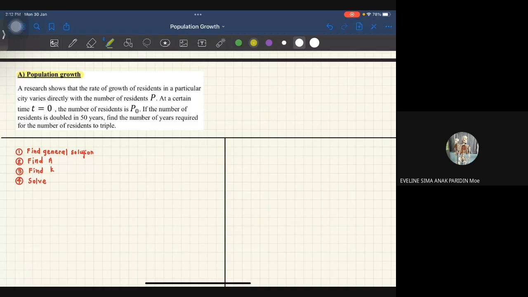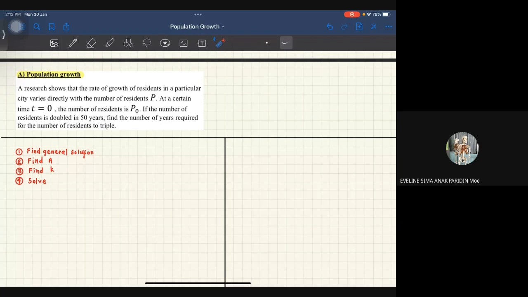Okay, so saya listkan empat steps yang kita kena follow in order for us to solve this kind of applications question. Okay, so ada 4 lah basic steps yang awak kena follow, which are find general solution, and then awak kena cari nilai A, nilai K, and then solve. Okay, so kita akan go through this one by one. Right, but before we can do the steps one by one, first thing first yang awak mesti buat, awak kena tahu nak buat is you need to read the question carefully and then extract the information given by the question. Okay, so let's read the question together.